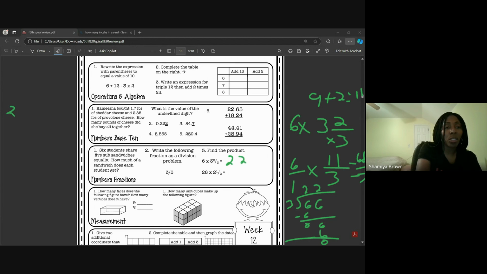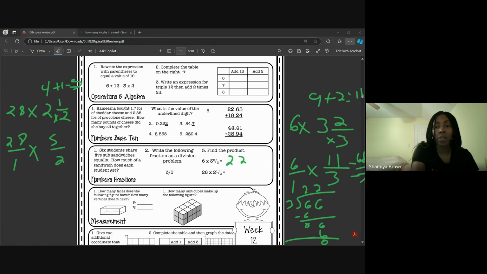Now I'm doing 28 times 2 and 1/2. Going to turn this into an improper fraction. 2 times 2 is 4 plus 1 is 5. So I have 28 times 5/2. So I multiply that. 28 times 5, so just do that over here. I get 140. So I got 140 over 2.